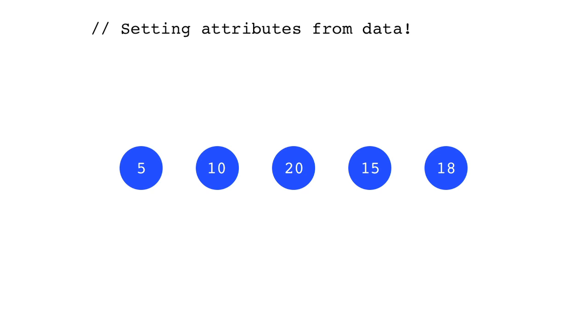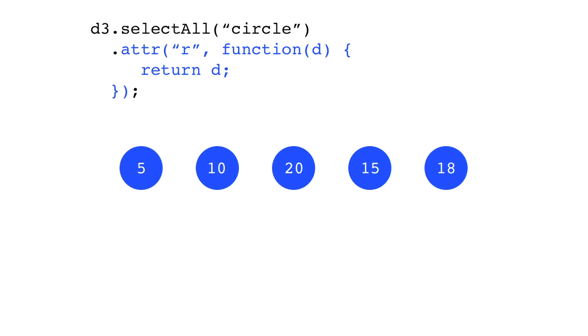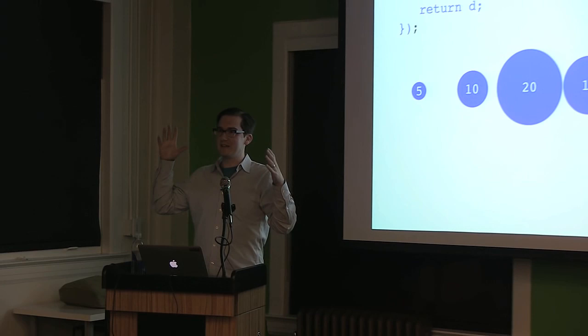So who cares? We have some blue circles. We have some numbers on them. Now we can set their attributes. We probably don't want all the circles to look the same or be in the same position. We want to actually encode that data. So here I'm going to say, let's change their radius to be set to the value of the associated data value. So my 5 circle gets smaller, my 10 circle stays the same, my 20 circle gets a radius of 20, and 15 and 18.